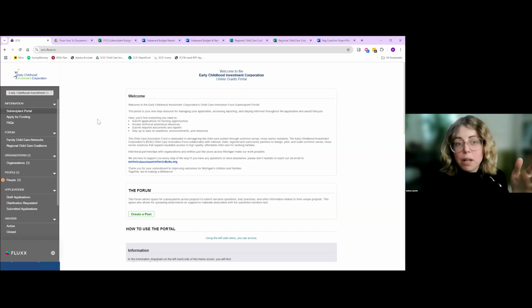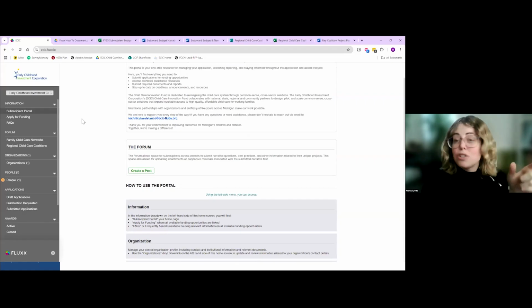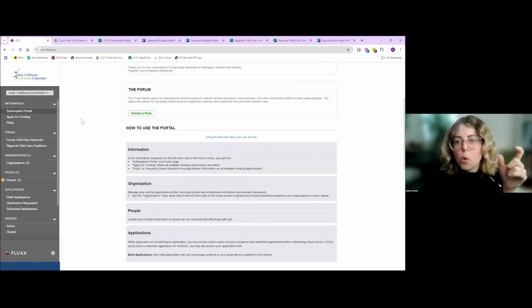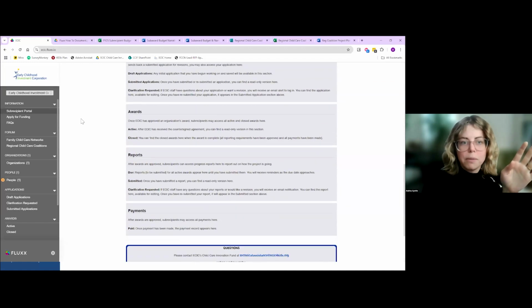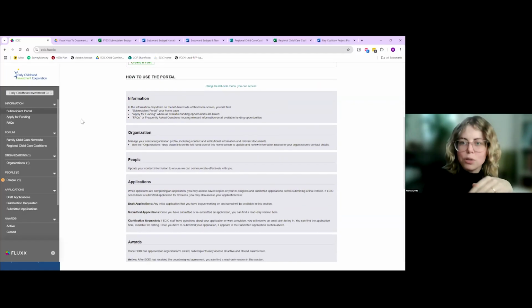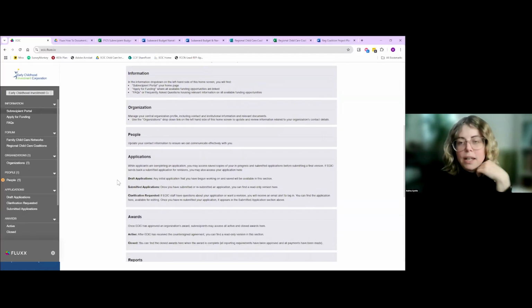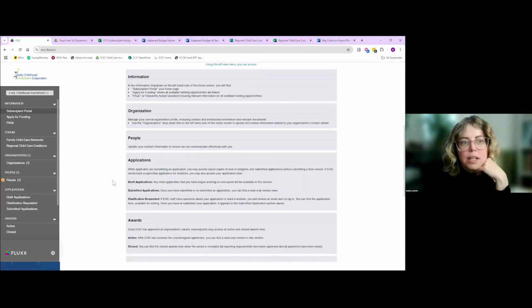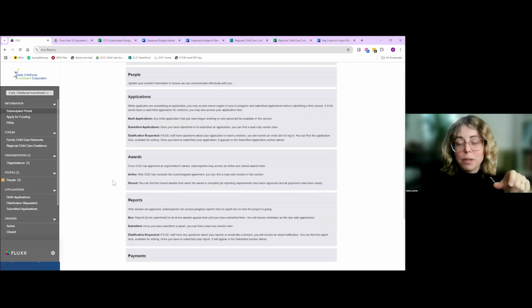And this is where you're going to apply for funding. Now you'll see on here that we have opportunities for both family childcare networks and regional childcare coalitions. This is just the way the system is set up. We needed to have both of them in there, even if you're only a part of one opportunity. And as Missy's panning down on this first page, it just kind of tells you how to use the portal and different things. The one thing that I really just wanted to highlight before we go into the application is how to actually get to the application.